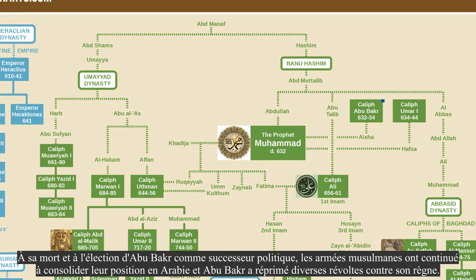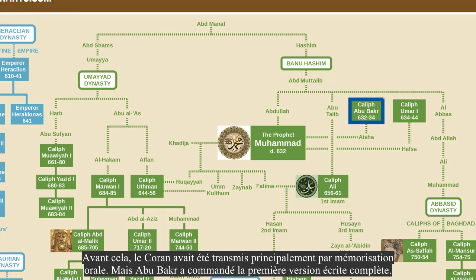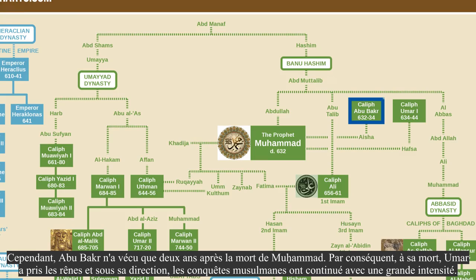When he died and Abu Bakr was elected as political successor, the Muslim armies went on to solidify their position in Arabia, and Abu Bakr put down various revolts against his rule. According to Sunnis, Abu Bakr also oversaw the initial codification of the Quran. Previous to this, the Quran had been passed on primarily by means of oral memorization, but Abu Bakr commissioned the first complete written version. However, Abu Bakr only lived for 2 years after the death of Muhammad.